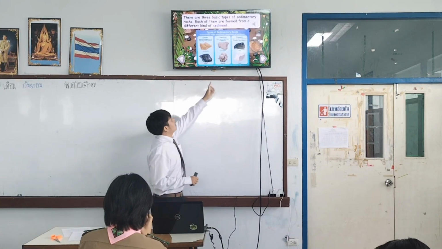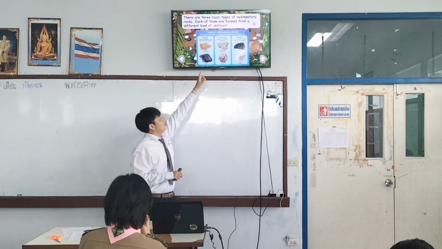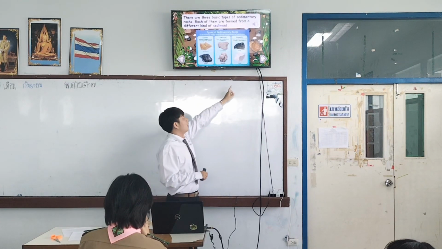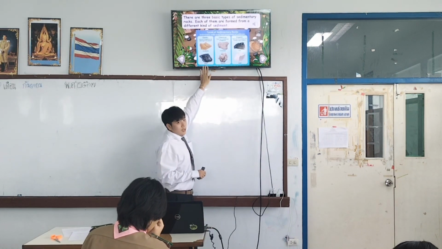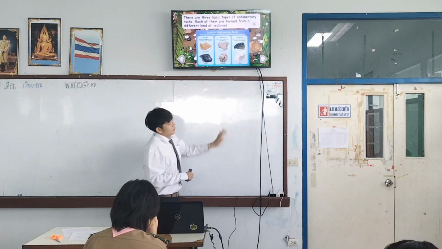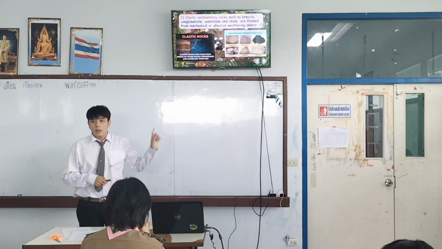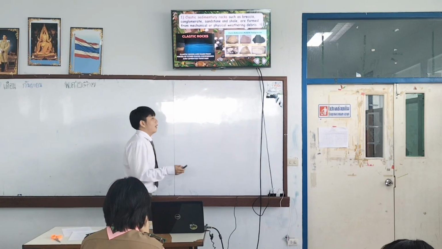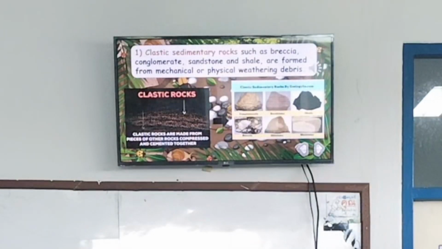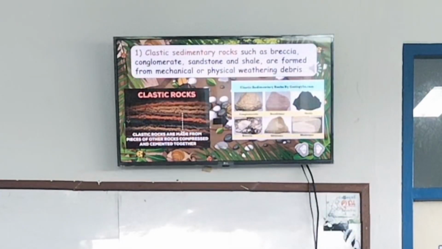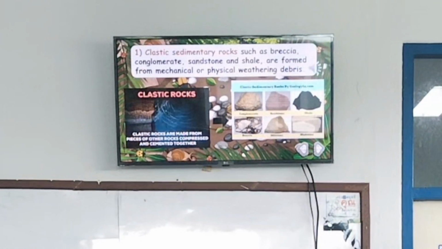Like you see in the picture, there are three types of sedimentary rocks. The first one is clastic, the second one is chemical, and the last one is organic. Each of them has its own types of stone. Okay, you will see in the next slide. Okay, here is the next slide. Okay, I will turn on the audio again. 1. Clastic sedimentary rocks such as breccia, conglomerate, sandstone, and shale are formed from mechanical or physical weathering debris.